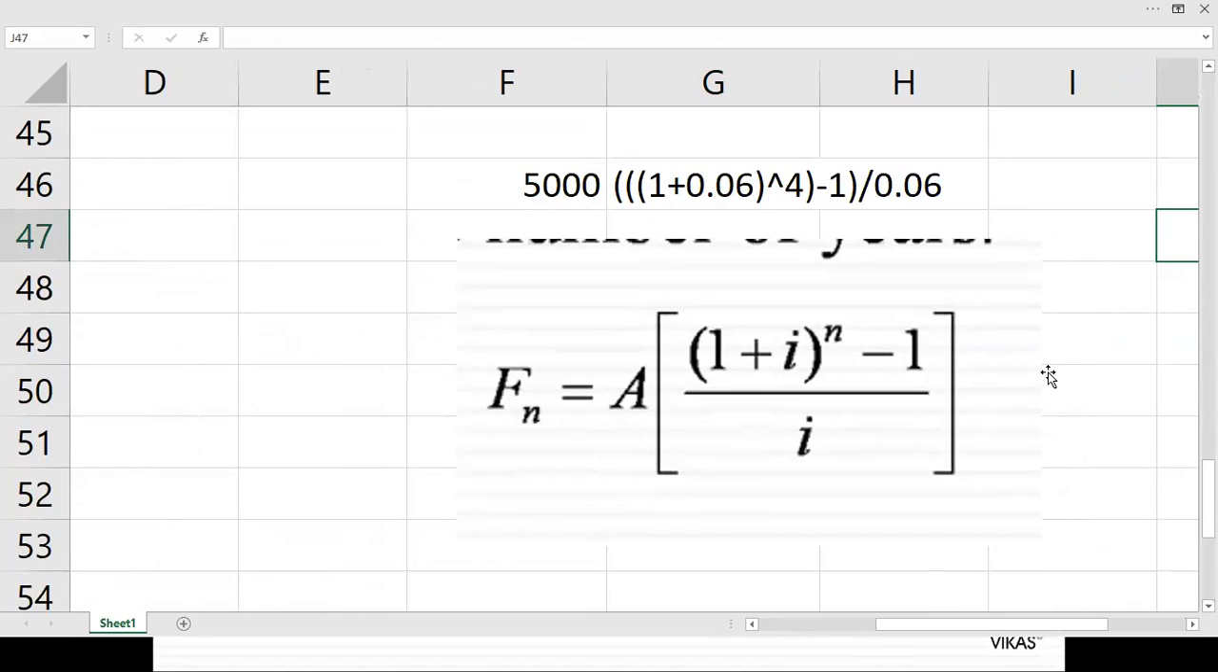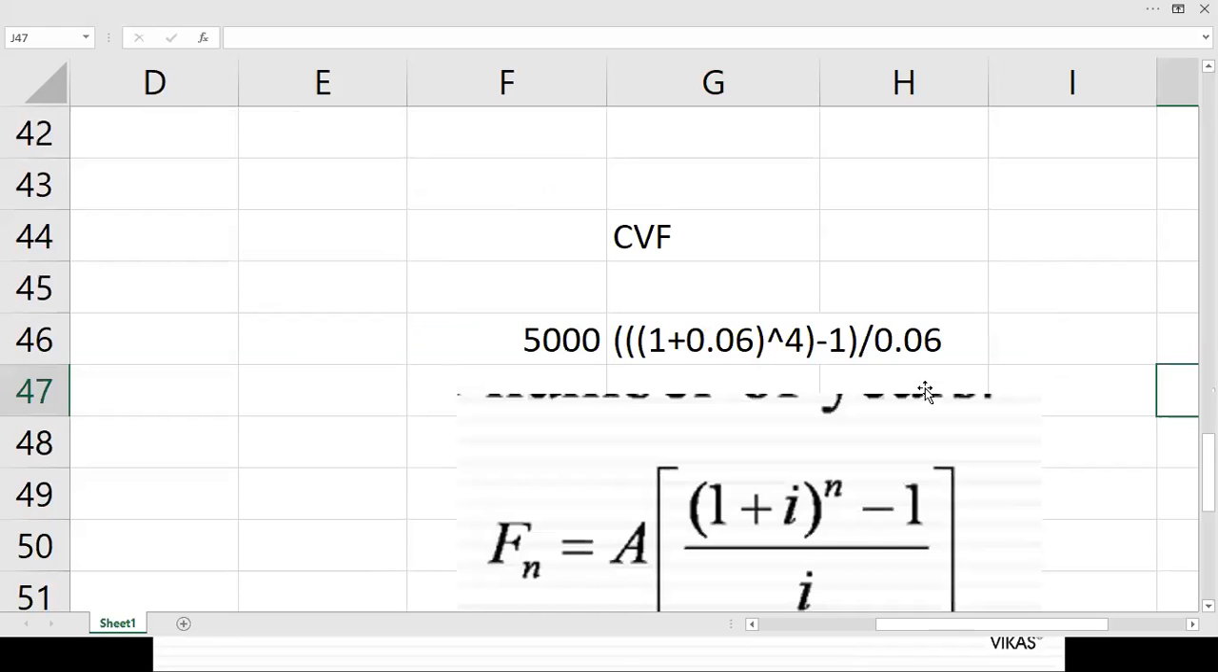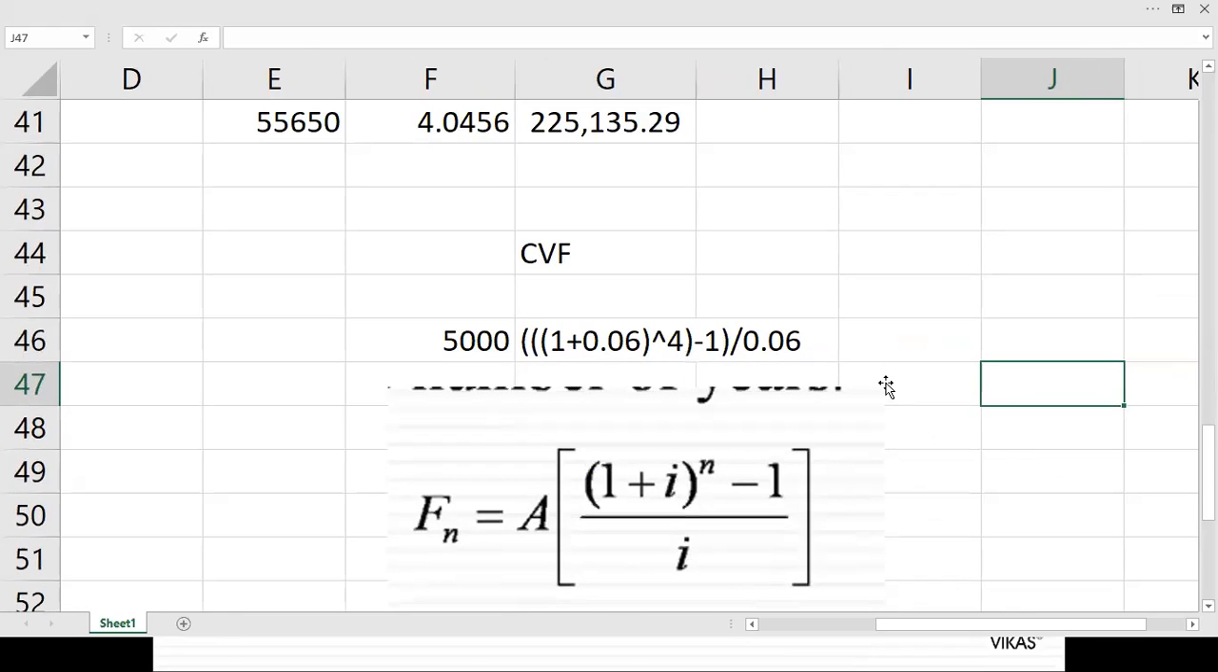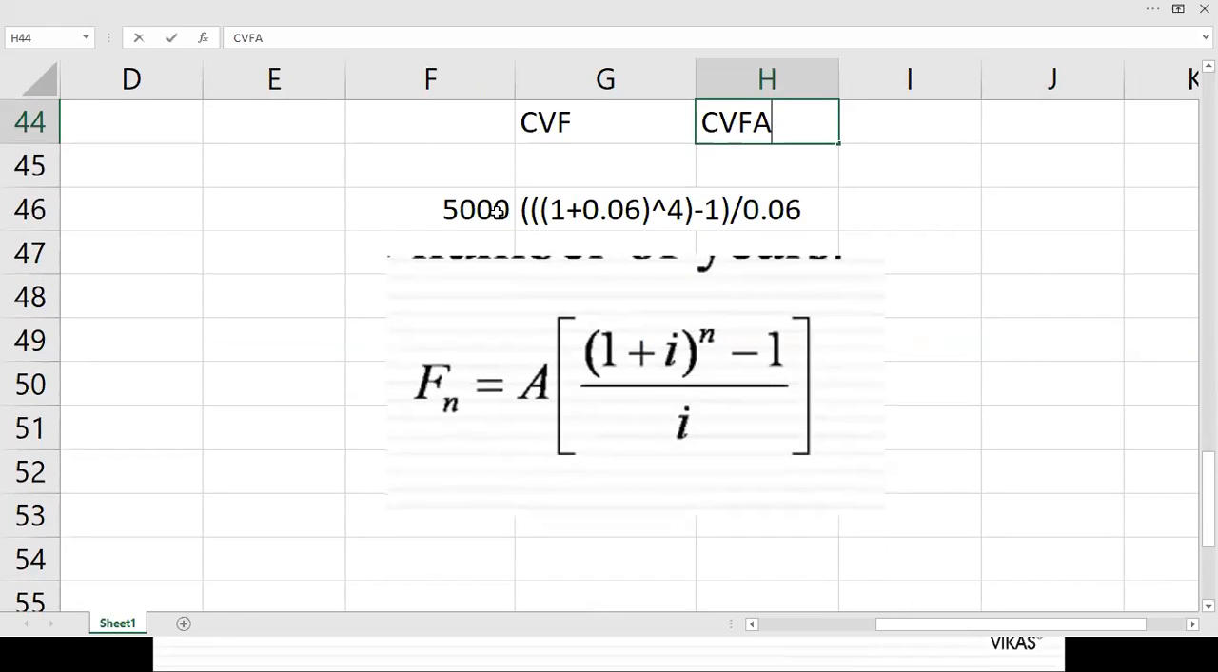So look at this. A here is 5000. 1 plus i is 1 plus 0.06. N, the number of periods, is 4, minus 1, and all these values should be divided by i, which is 0.06, right? So this is called CVFA, compound value factor annuity. Now let's see the answer.